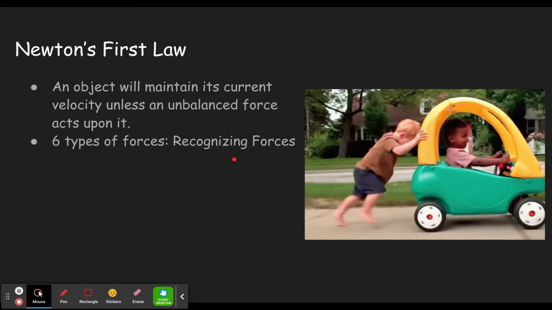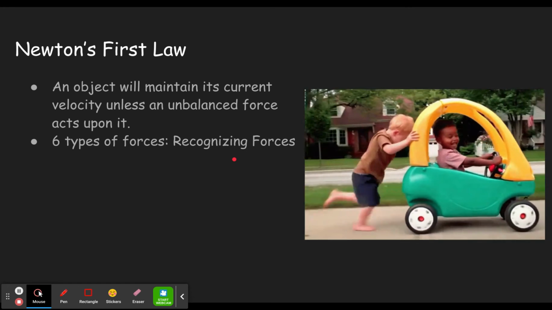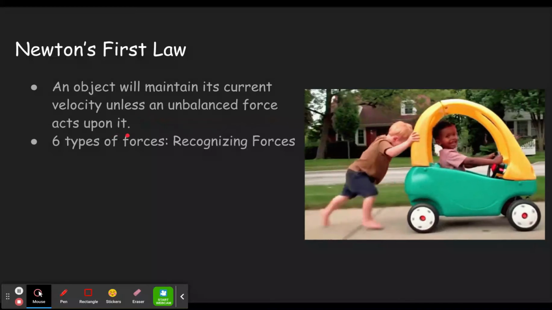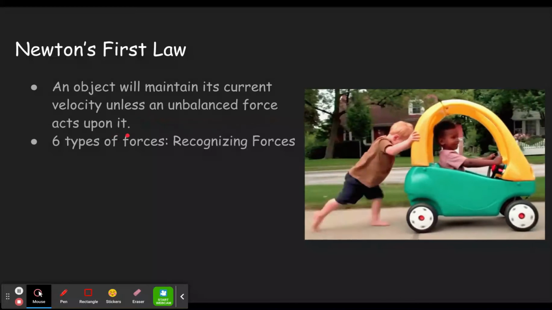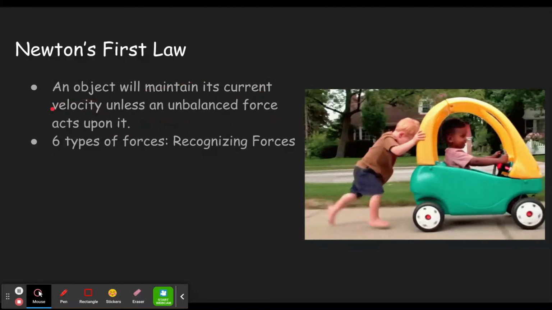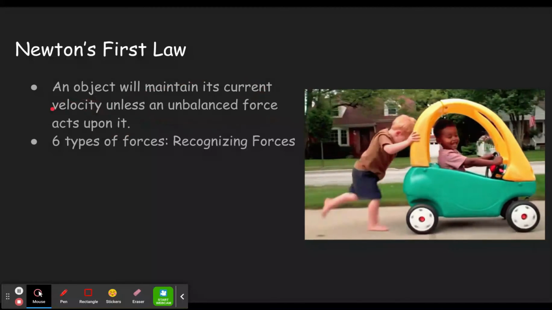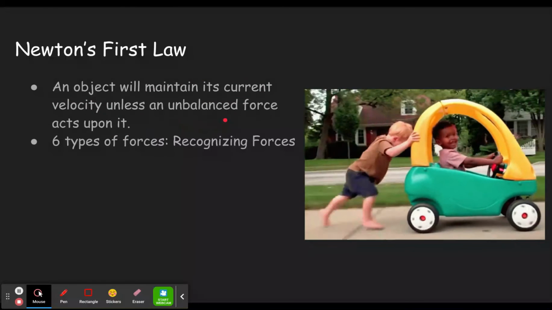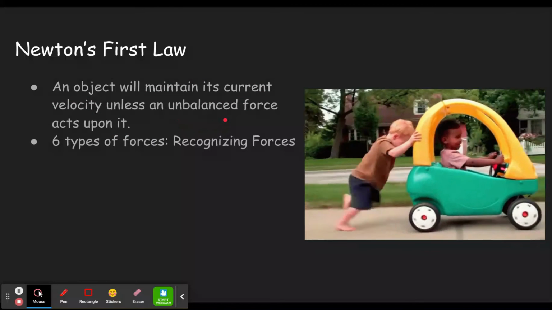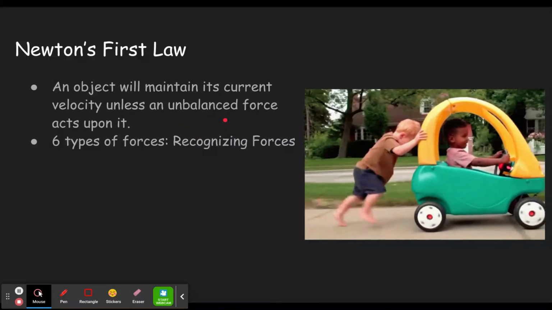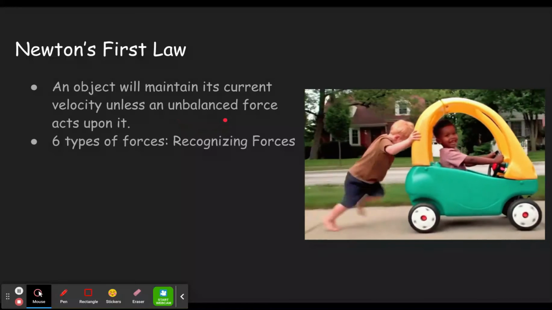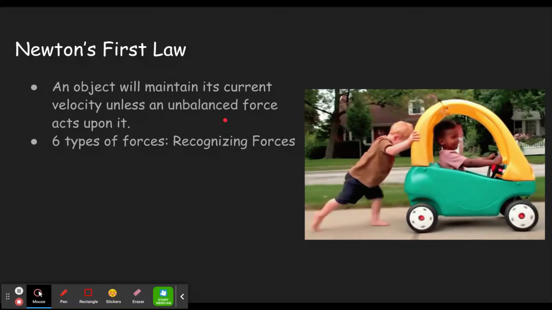Newton's first law, I'm assuming you have already studied that, that an object will maintain its current velocity unless an unbalanced force acts upon it. So if it's going at a constant velocity, the forces will be balanced. If they're unbalanced, then that means the velocity is changing. If you need some review of Newton's first law, go ahead and look at this video that I'm linking, and you can see several examples of Newton's first law.